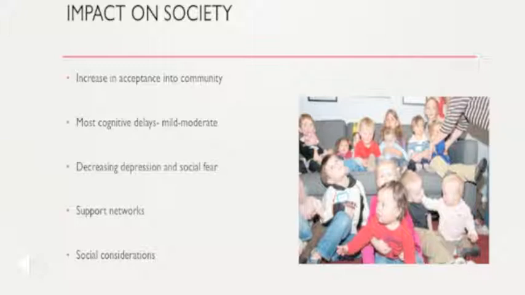Society has been improving on integrating people with Down syndrome into the community. However, this is still an area we can improve on. So acceptance is so important to these individuals. Many have mild to moderate cognitive delays, which would allow them to still participate in school, workforces, and recreational activities. So we really just need to work on accepting, including these individuals, and being kind. Decreasing depression and social fear would come along with this. It's really important to have support for those parents and individuals with Down syndrome and connect them to support networks. So as far as social considerations go, we need to accept these individuals and help them integrate into the communities.